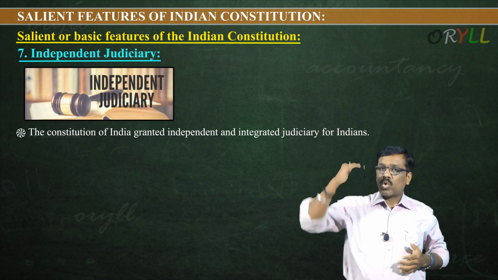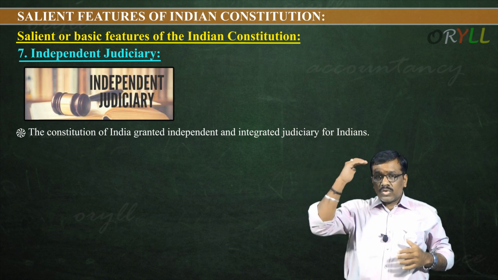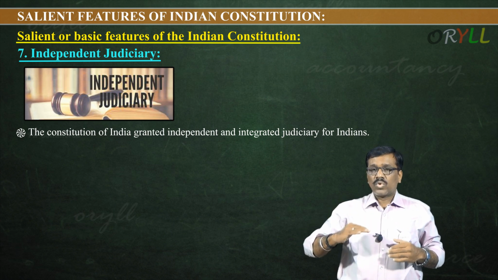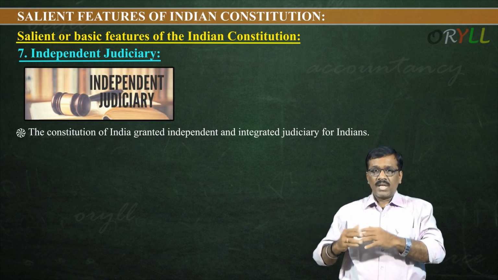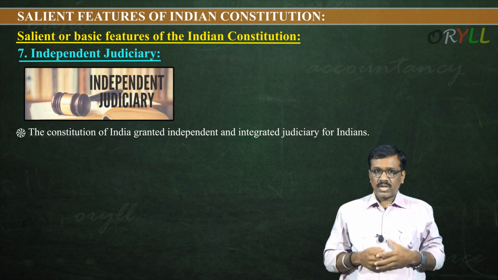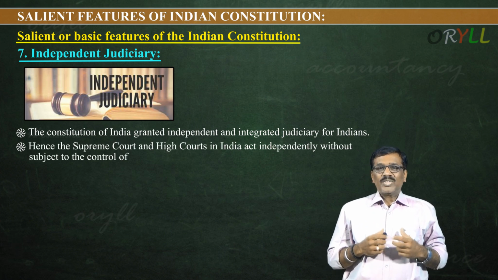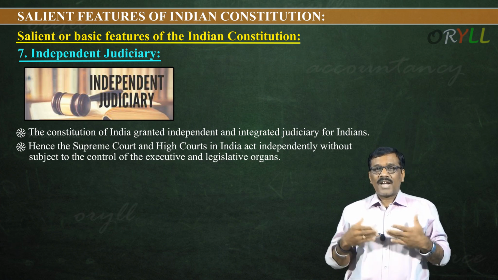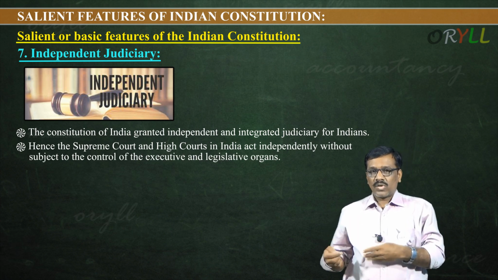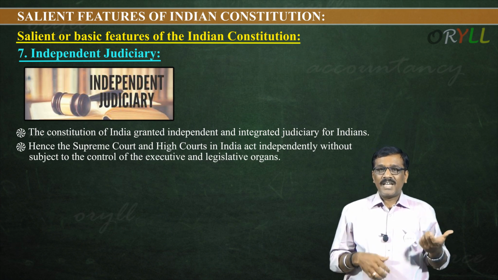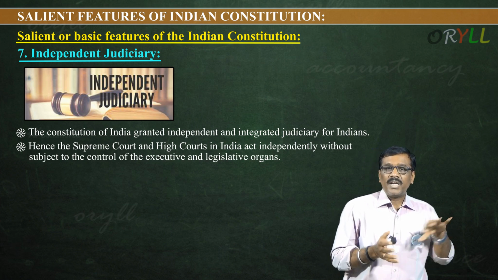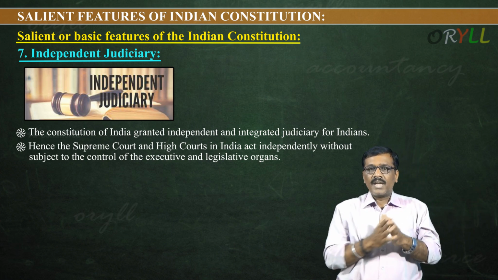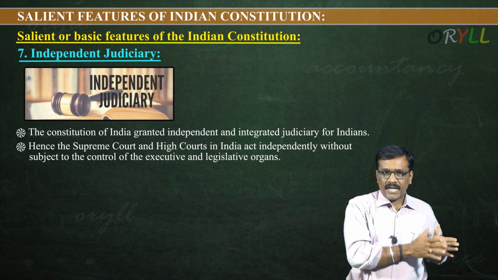You have a Supreme Court at the central level, High Court at the state level, and the district courts or subordinate courts at the district level. Such a system is known as integrated judiciary. Hence, the Supreme Court and High Courts in India act independently without being subject to the control of the executive and legislative organs. I just discussed, when I say independent, it acts completely not under the control of the executive and legislative organs. Entirely its functioning is independent.